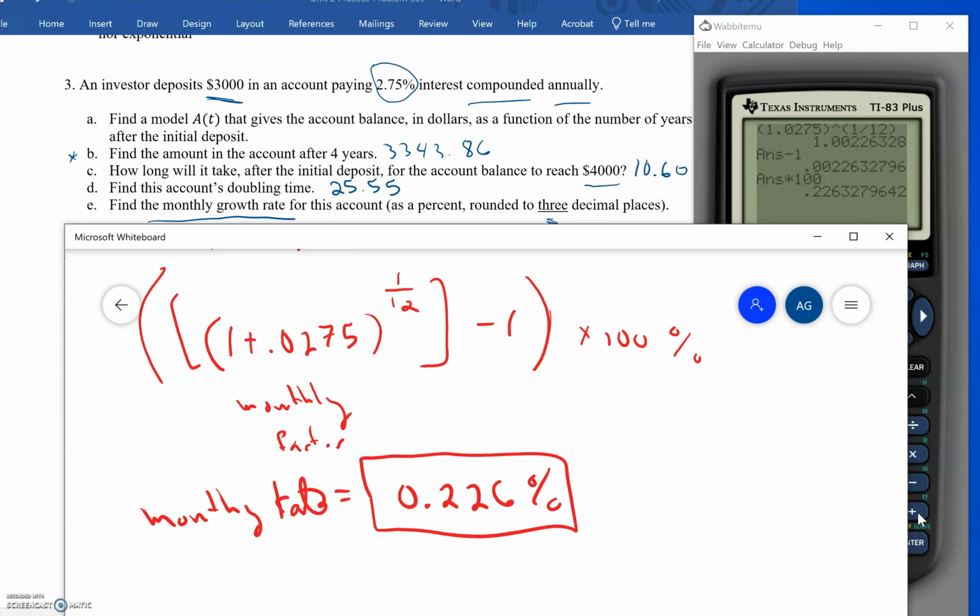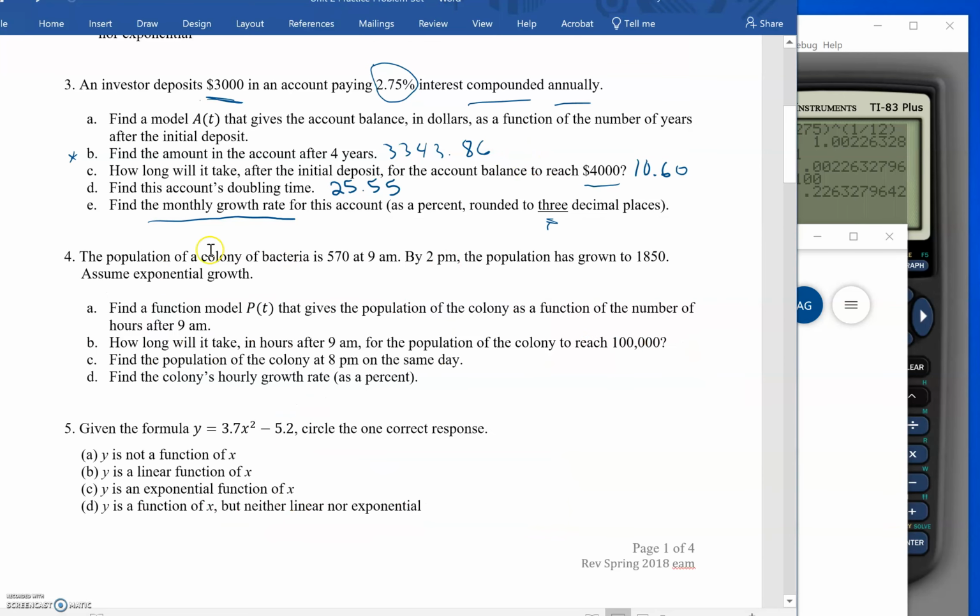Okay. So it's a small number, 0.226%. All right. Okay, so that takes care of question number 3. I'm going to stop this video at this question, and we will start the next video at question number 4.